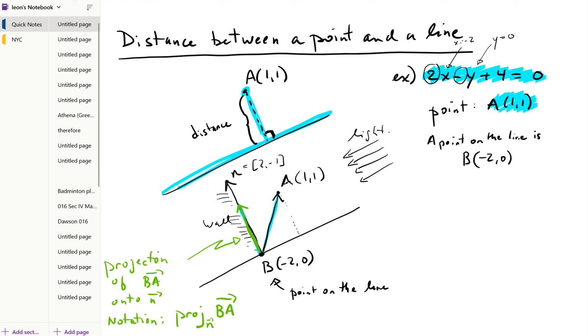And ultimately the distance we are looking for is going to be the length of the vector. What's the length? That's given by the norm of the vector. So the norm of the projection of BA onto N will give me my distance. So that's why it's going to be very important to be able to project a vector onto another vector.